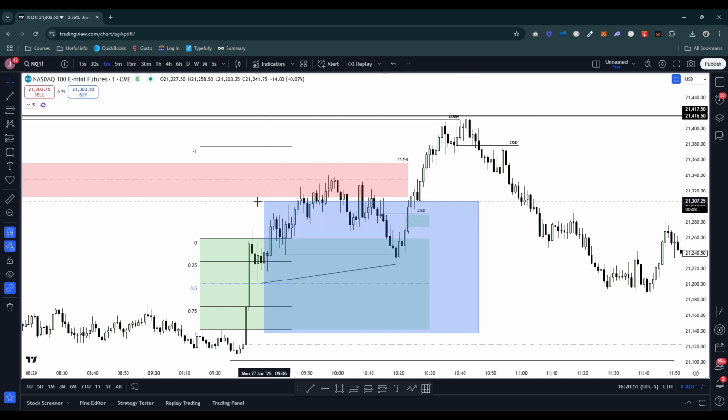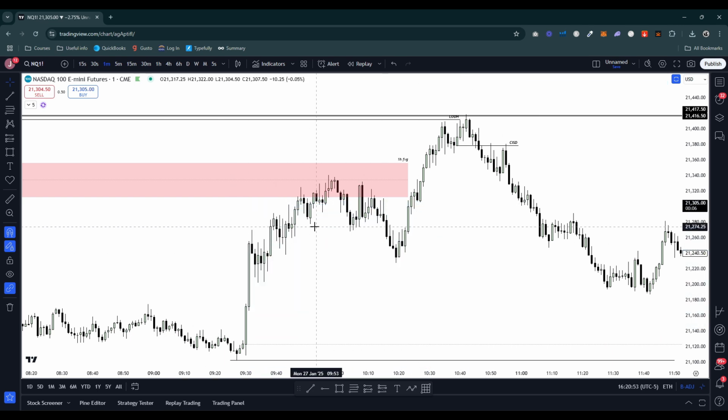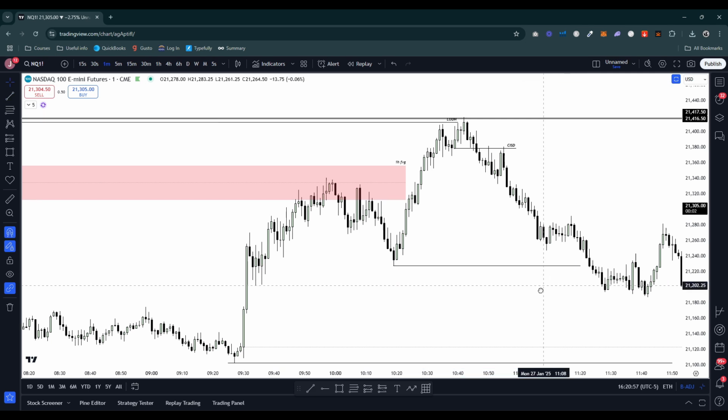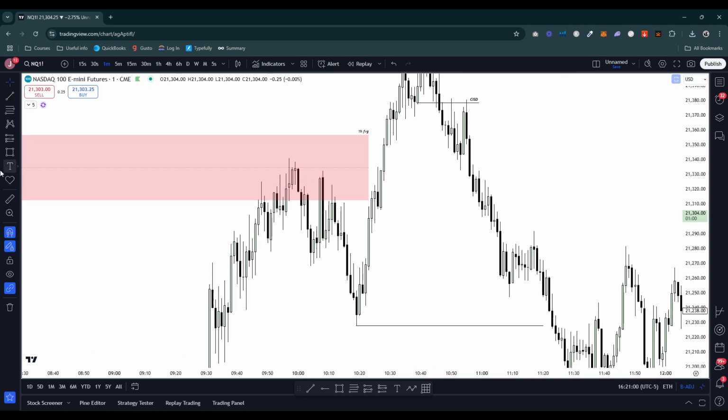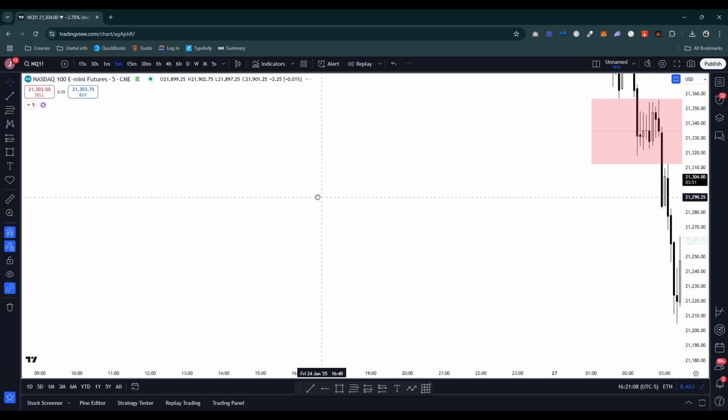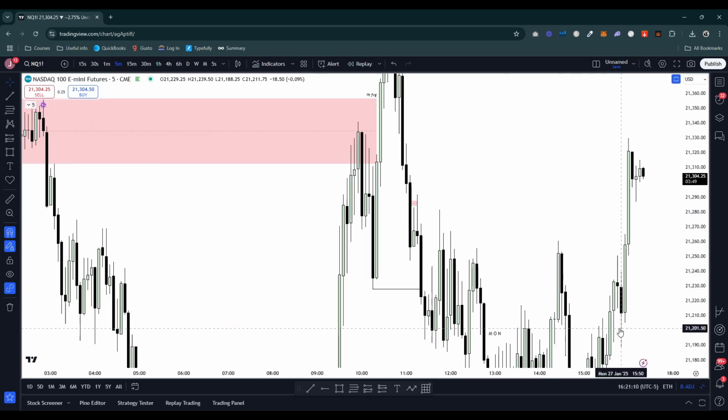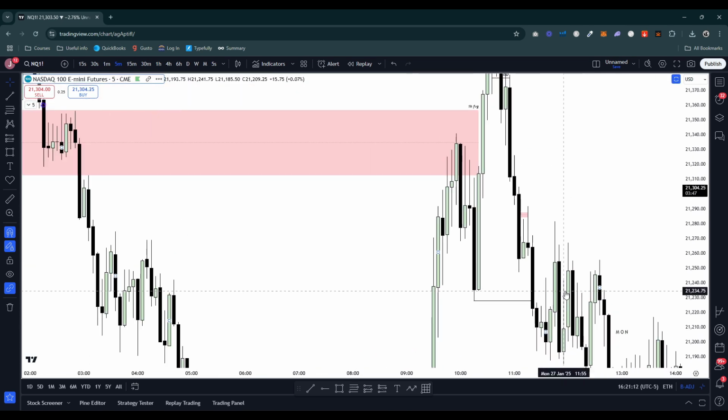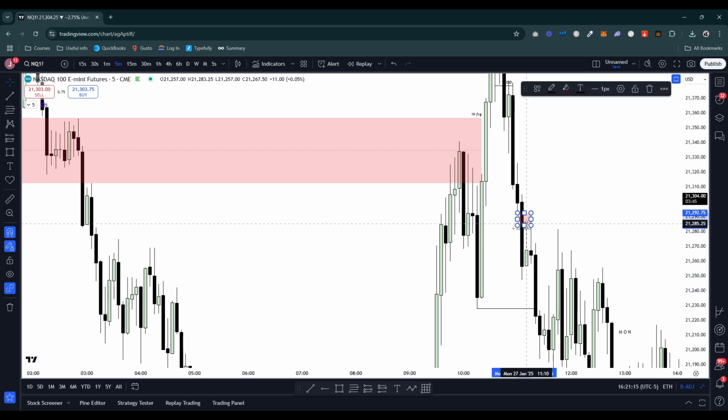Right. And this is where I ended up taking another little stab short, if you will, to this low down here, which was the 1 hour fair value gap. I ended up going short right here in this little 1-minute fair value gap here. So bear FVG. I think there was a 5-minute as well. Yeah, there was a 5-minute fair value gap.